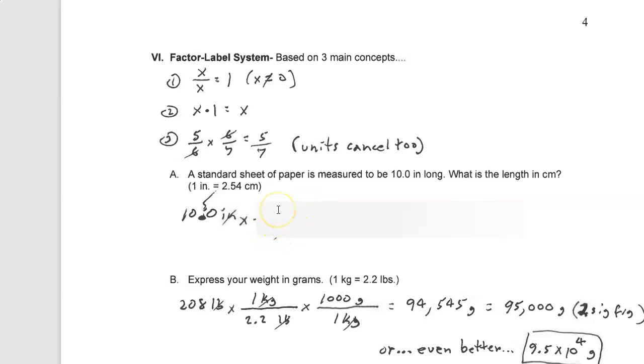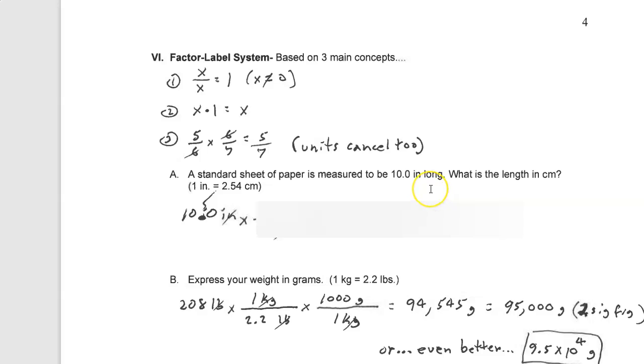Okay? And then I ask myself, okay, where do I want to go? What do I want to be in? Well, I want to be in centimeters. Okay? So I'm in inches. I want to be in centimeters. The third thing I ask myself is, how do I get from here to there?